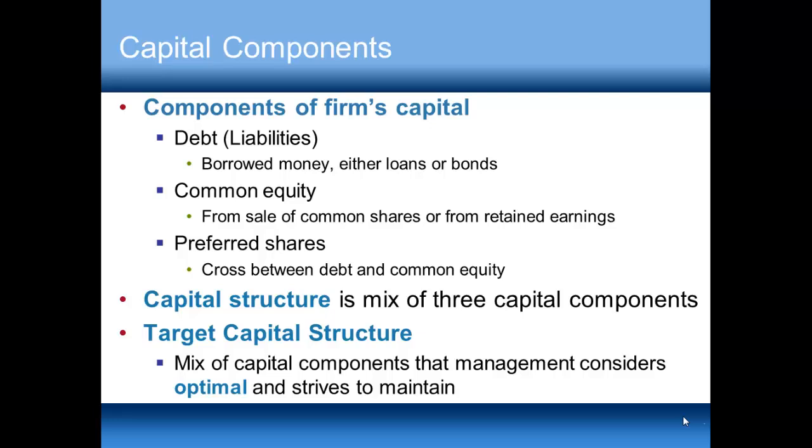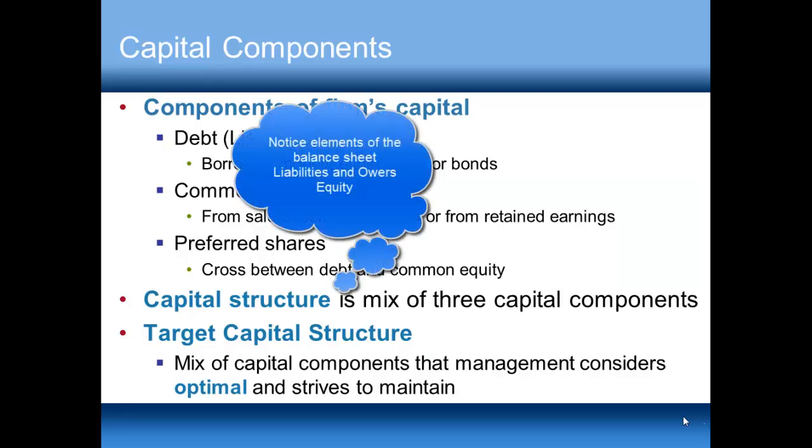So the different components of a firm's capital. The firm's capital is made up of debt or liabilities, monies that are borrowed, either through loans or bonds. Common equity, shares, retained earnings. Preferred shares, these are a cross between debt and common equity. In other words, preferred shares will create a dividend, but normally the dividend is fixed, it's predefined, and it is guaranteed. What we're going to call the capital structure is a mix of all of these different components.